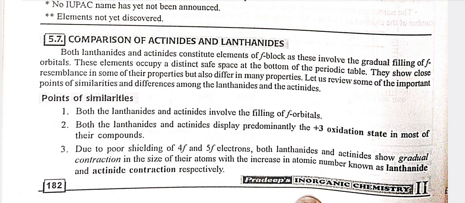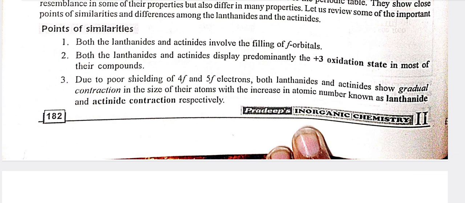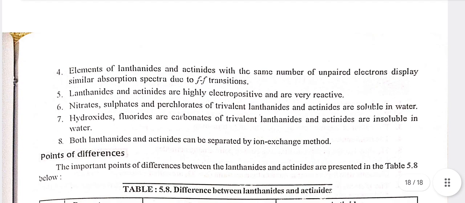Both lanthanides and actinides involve the filling of f orbitals. Both display predominantly the positive 3 oxidation state in most of their compounds. Due to poor shielding of 4f and 5f electrons, both lanthanides and actinides show gradual contraction in size of their atoms with the increase in atomic number, known as lanthanide and actinide contraction respectively. Elements of lanthanides and actinides with the same number of unpaired electrons display similar absorption spectra due to f-f transitions.